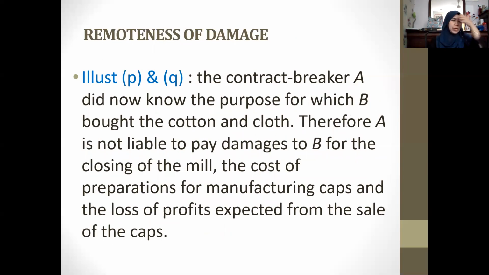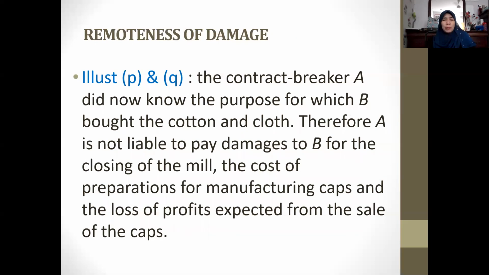So illustrations P and Q, this is the analysis from the illustrations. You can read on your own later. Have we read Q? Not yet. I read P to you just now, but you can read Q on your own. In both of the illustrations, contract breaker A did not know the purpose for which B bought the cotton and cloth. For illustration Q, it involved cloth, and for illustration P, it involved cotton.